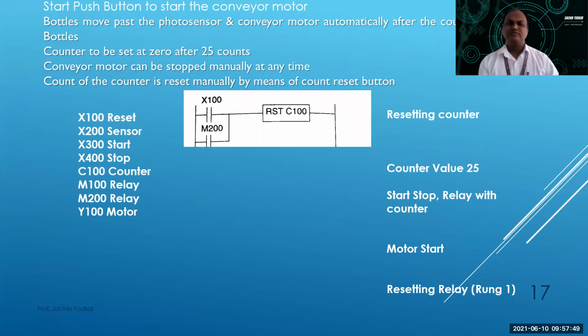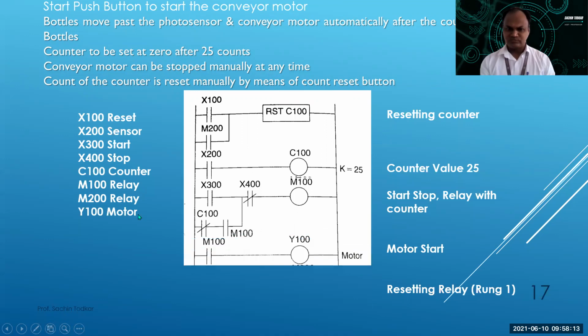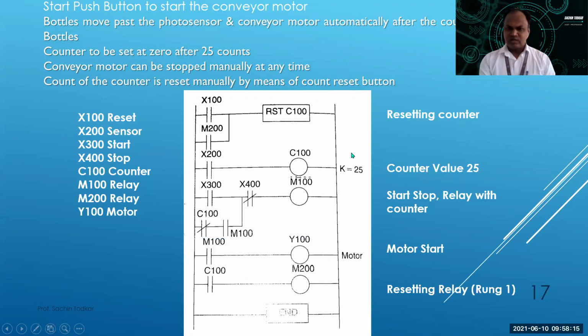So we can give names instead of 1, 2, 3. We can give names as X100. So X100 is reset. X200 is sensor. X300 is start. X400 is stop. M for relays, M100, 200. Y is for output, that is motor. Yeah, you'll see the complete diagram.